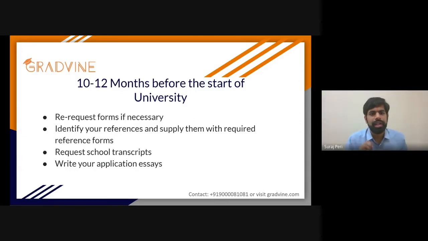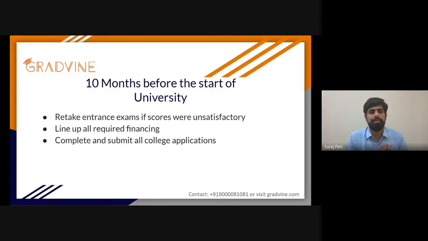Next is 10 months before the application. At this point, you should have already completed your college applications and are ready to submit them to your chosen universities. This is very, very critical, right? Early applications, early decisions, what to do, what not to do. We have a webinar coming on that, how to set a strategy in place for the kind of university lists, etc. That's the subsequent webinar that's coming in.